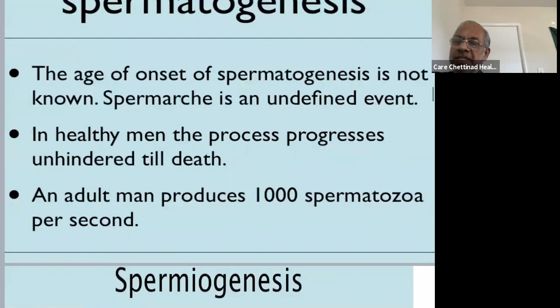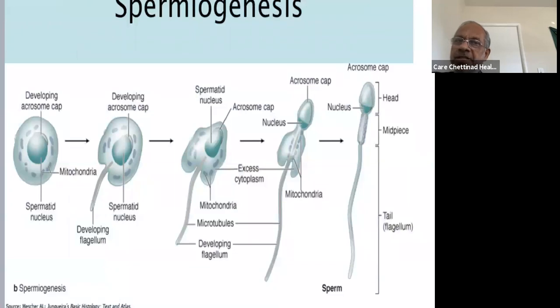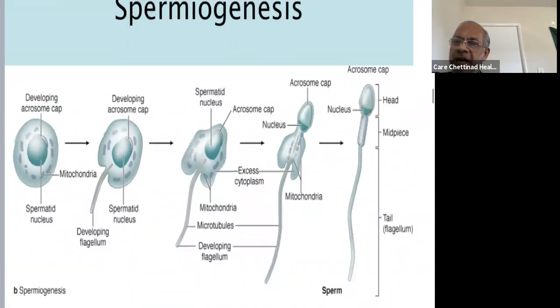This again shows another step in spermatogenesis. You find a round spermatid. It gradually changes to become the elongated, mature spermatozoa. This process is called spermiogenesis. This again happens in the testis with the support of the Sertoli cells.